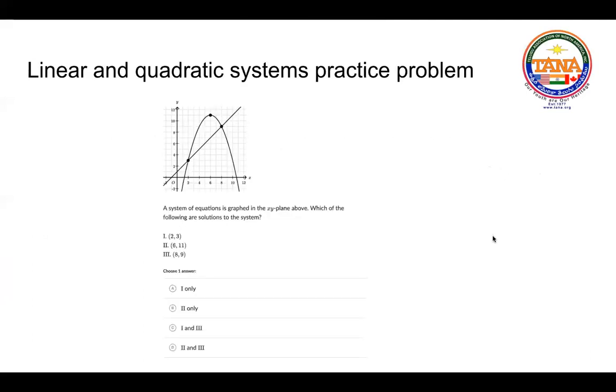This is a practice problem. I'll give you about 2 minutes to do this, and then I'll solve it with you. Of course, if you have any questions from what I just said, raise your hand or put the question in the chat.